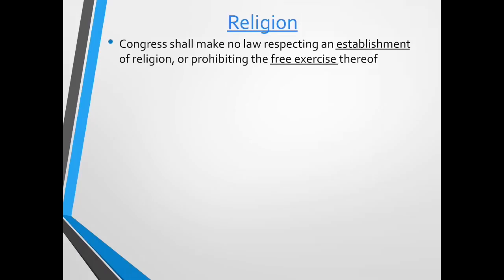Today we're going to look at the freedom of religion, one of the 5 freedoms guaranteed in the First Amendment. The beginning of the First Amendment says Congress shall make no law respecting an establishment of religion or prohibiting the free exercise thereof. So there's 2 different clauses in this part of the freedom of religion. And they're kind of coming at the freedom of religion from 2 different approaches here.